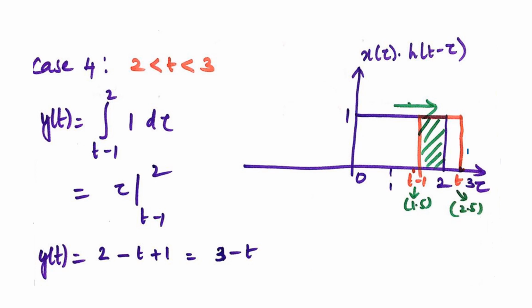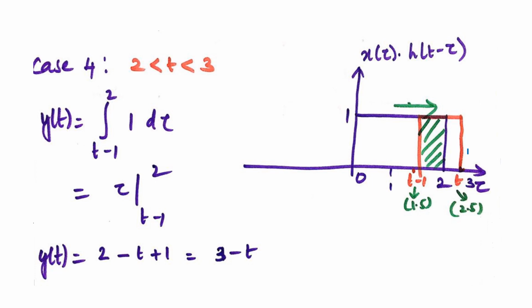On integrating and substituting the limits, we get 2 minus t plus 1. So it is 3 minus t. 3 minus t is what we have got as the answer for the case between 2 to 3. Very interesting, that we have shifted the rectangular pulse to the right side.